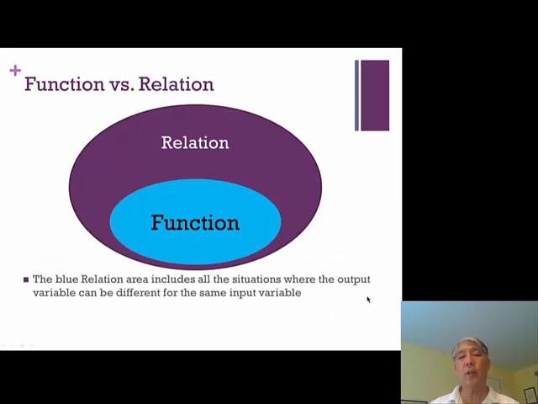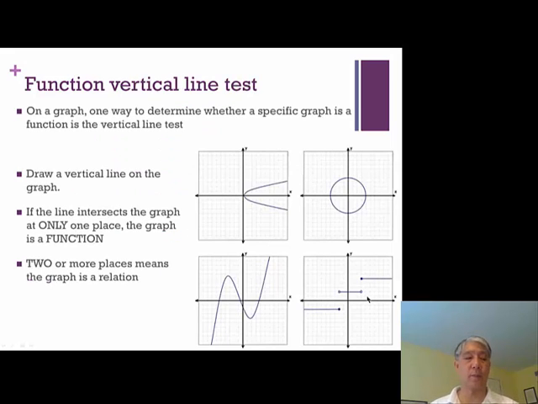Another way to describe this is using a Venn diagram. All functions are considered to be relations, but not all relations are functions. Anytime the input variable results in multiple output variables, that would be a relation. And yet a third way we can look at this.